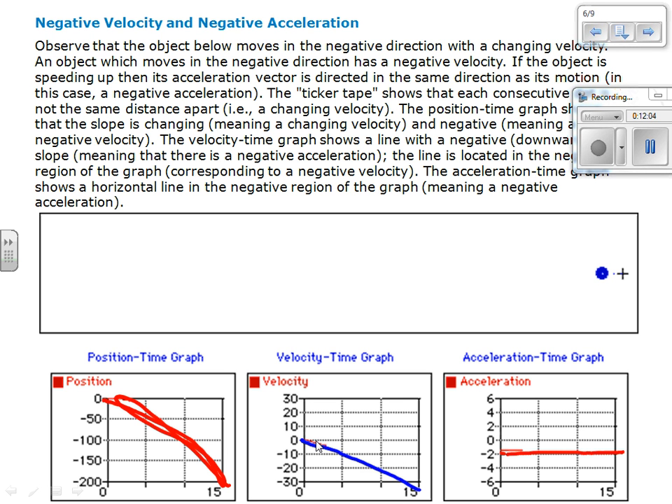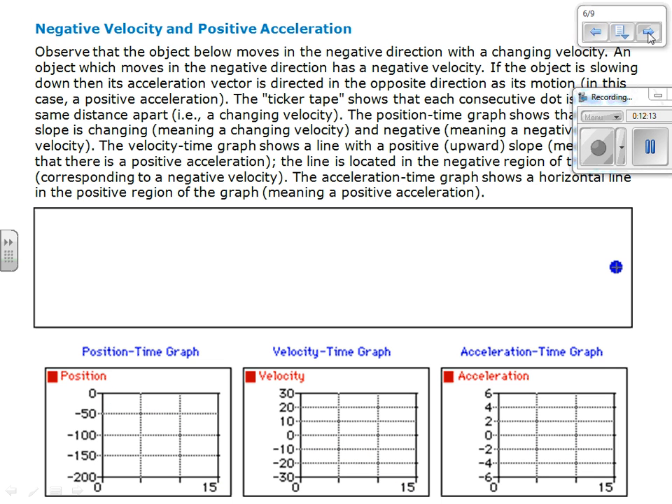Negative velocity, positive acceleration. Negative velocity means it's going to be moving to the left, but positive acceleration means it's going to be this way, so it's going to be slowing down, right? Negative velocity, positive acceleration, moving left, slowing down. Because it's slowing down, that position time graph has to flatten out. Here the slope becomes less and less. And so the slope starts very negative and gets closer and closer to zero. Because it's a straight line sloped upward, that makes my acceleration positive and flat.